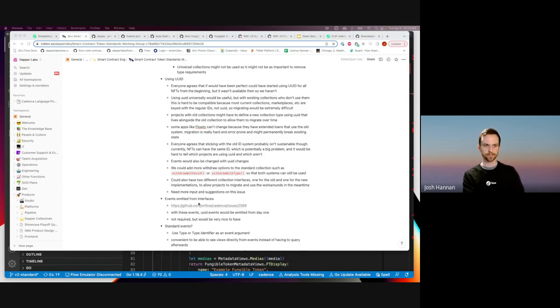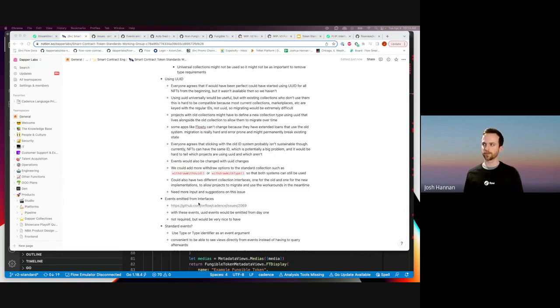And a lot of projects have switched over to start using UUIDs. And ideally, every project would use UUIDs, because in that case, every resource on Flow, or every NFT on Flow, would have a unique identifier, so that if they were in third party smart contracts like marketplaces and things like that, we could easily identify them without having to also give a type also.